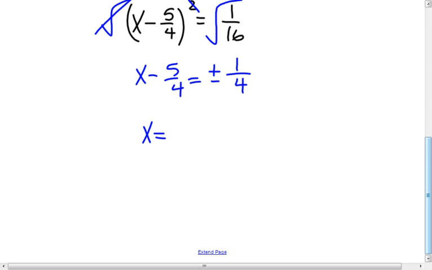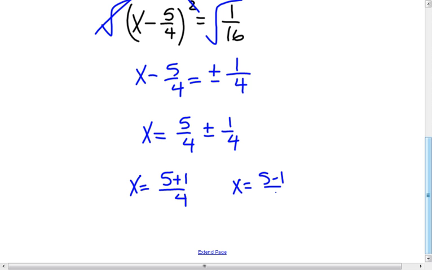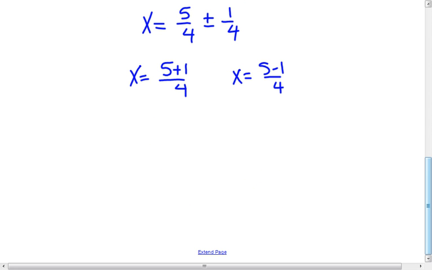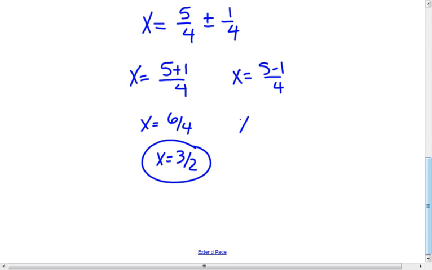So when I add 5 fourths, I will have 5 fourths plus or minus 1/4. Okay, and I have a common denominator, which is fabulous. So what this really is, it's really 5 plus 1 over 4 and 5 minus 1 over 4. Well, 5 plus 1 over 4 is 6 fourths, which of course we know is 3 halves. And 5 minus 1 is 4 fourths, or 4 over 4, and of course we know that that's 1. Whew, we did it.